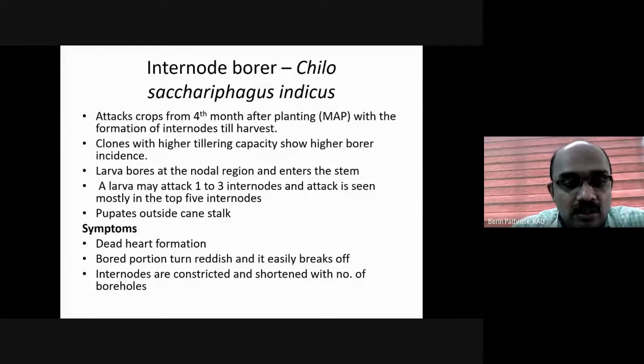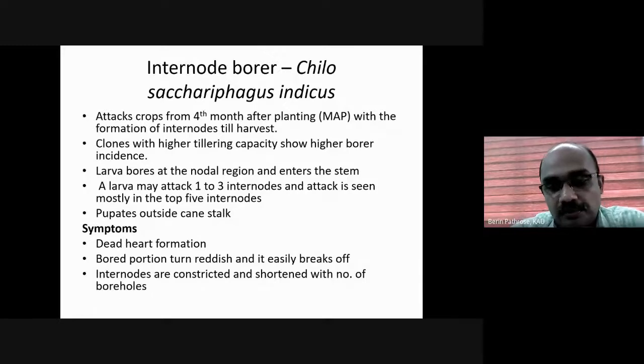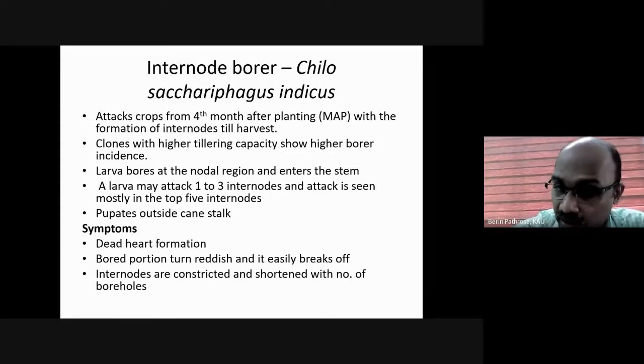So can you see the slides? Yes, sir. Yes. Okay. So internode borer, Chylosaccharophagus indicus, that's another major pest.